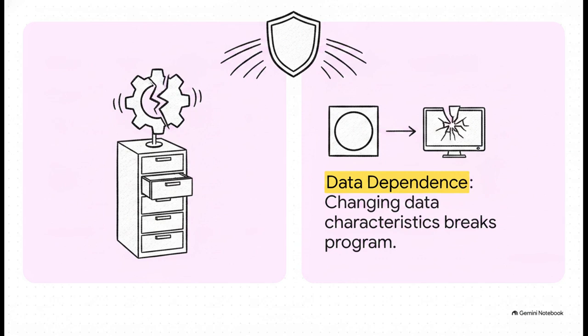Second is data dependence. This happens when changing the data characteristics, for example, changing a field type from an integer to a decimal, breaks the program. Thankfully, a modern DBMS provides both structural and data independence, shielding the programmer from these absolute nightmares.